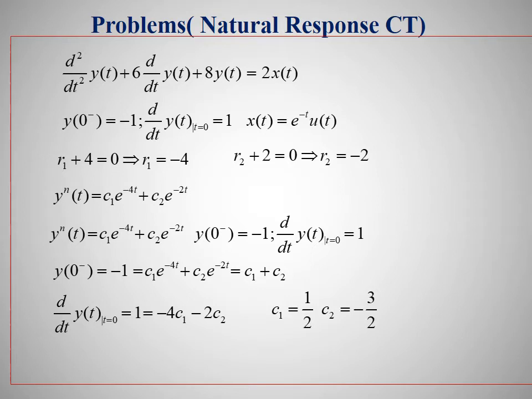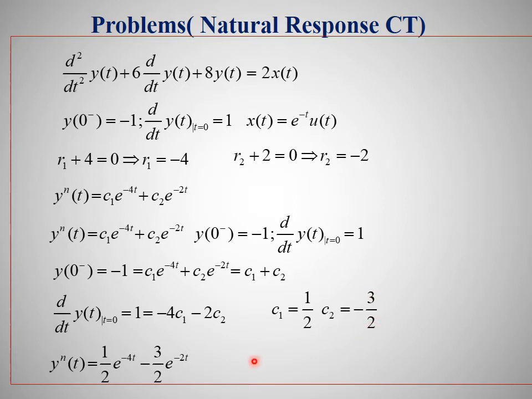Similarly, on differentiating the above expression, we will be getting d by dt of y of t is 1 at t equal to 0. So we have substituted 1, and here we are differentiating this expression: minus 4c1 minus 2c2. This is the expression that we have. So we have two simultaneous equations, c1 plus c2 is equal to minus 1 and minus 4c1 minus 2c2 equal to 1. Thus, the solution is c1 is equal to half and c2 is equal to minus 3 by 2.